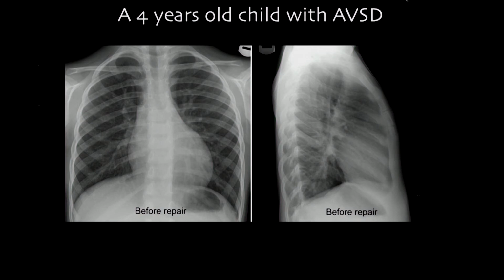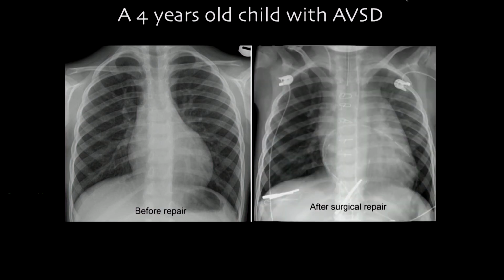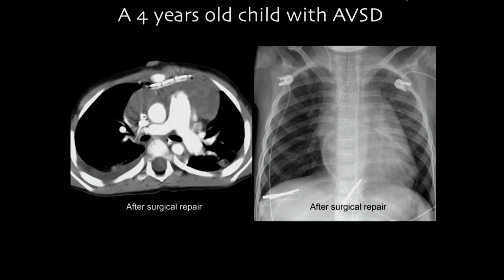A 4-year-old child with AVSD, very classic finding, before repair, after repair, in the ICU. The patient was not symptomatic. What is that? Mediastinal hematoma here, seroma or hematoma. A sudden increase in the width of the mediastinum after surgery, you should always think about it.